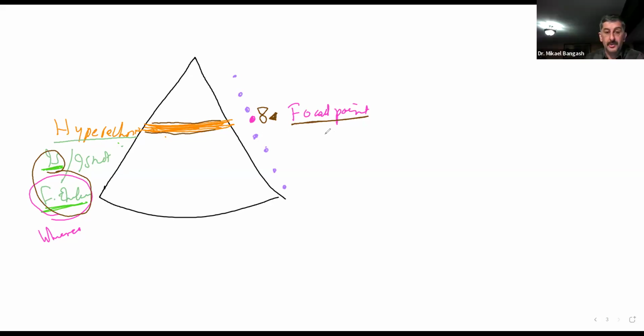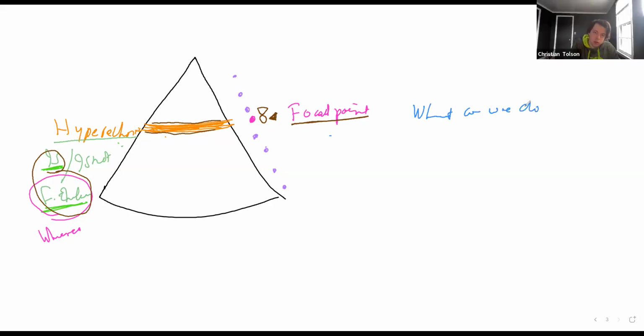Now how do you make sure that it is a focal enhancement? Or is this not a focal enhancement, but actually a hyperechoic structure? What can you do? Scooby-Doo, what can we do? You change the location of your focal point. Exactly. So you can either move the focal point up here, or if you want to, you can move it down here.